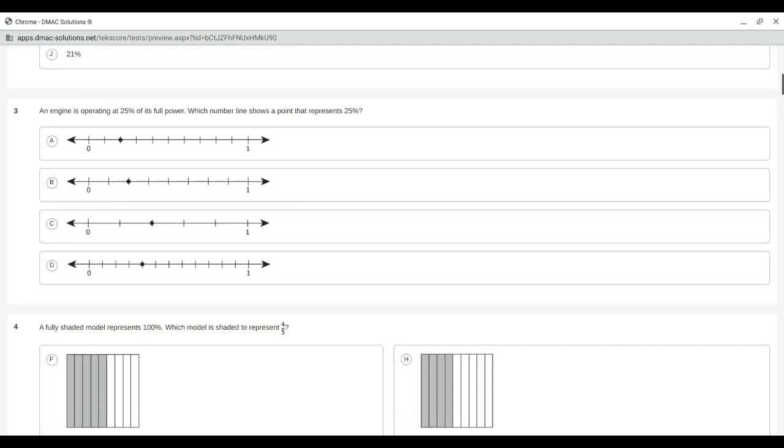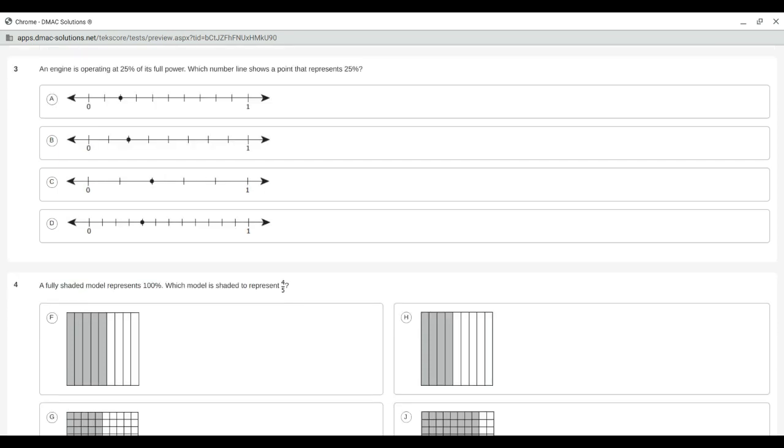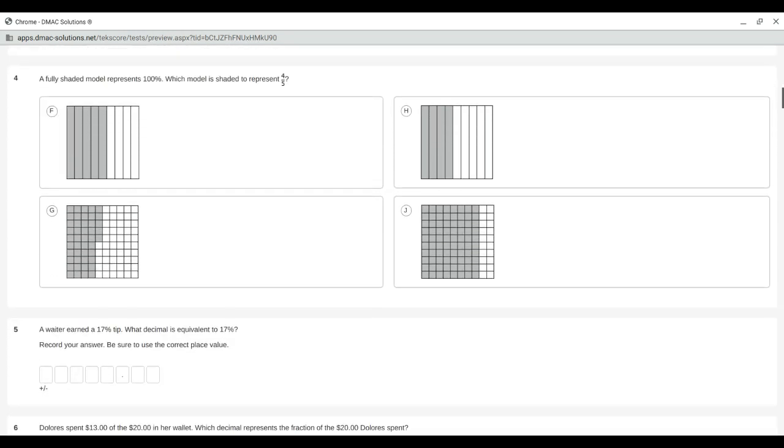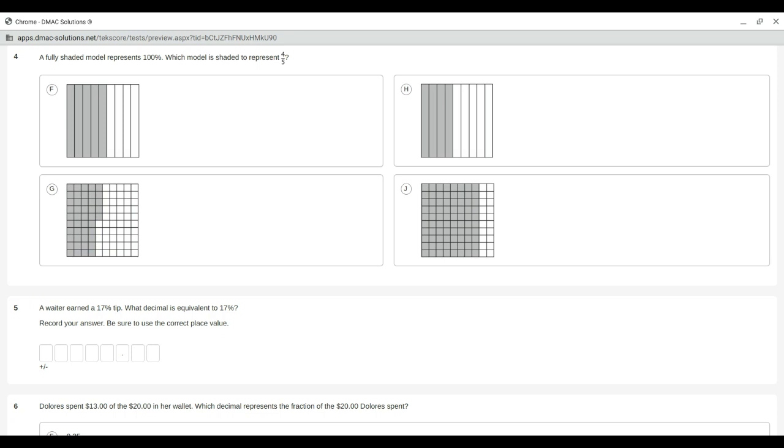Number 3. An engine is operating at 25% of its full power. Which number line shows the point that represents 25%? Number 4. A fully shaded model represents 100%. Which model is shaded to represent 4/5?